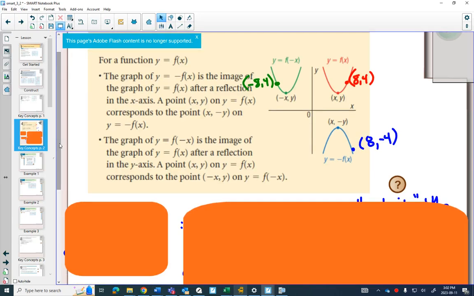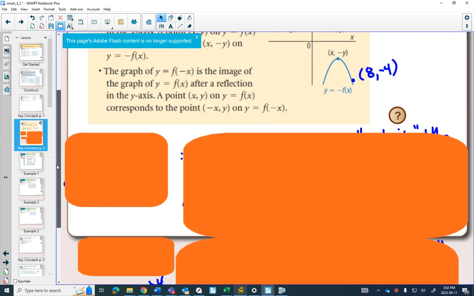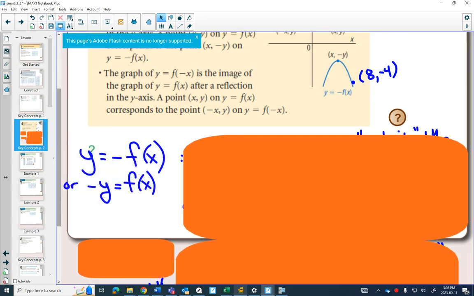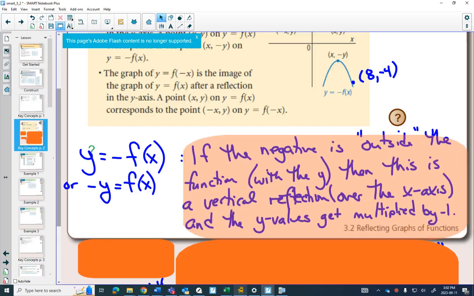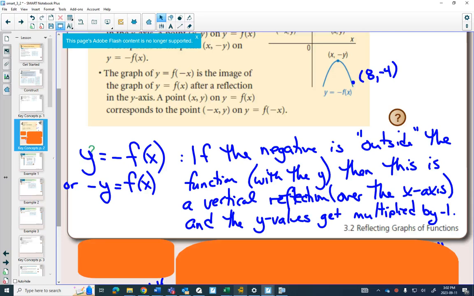So right beside this, there's a little bit of space in the column. I'm going to get you to write down a couple of things. We're going to start with the outside of the function, and sometimes that negative is outside of the function on that side, and sometimes they could multiply by the negative, and the negative would be with the y on that side. And we say, if the negative is outside the function, could be with the y, then this is a vertical reflection. That's over the x-axis. And the y values get multiplied by negative 1.